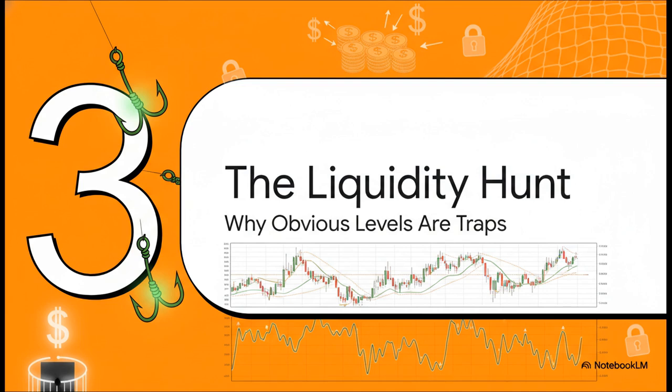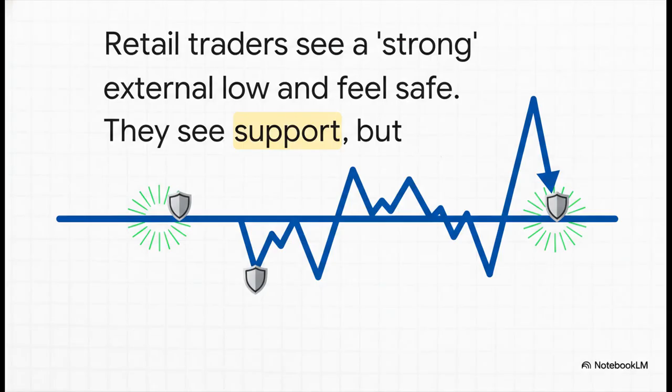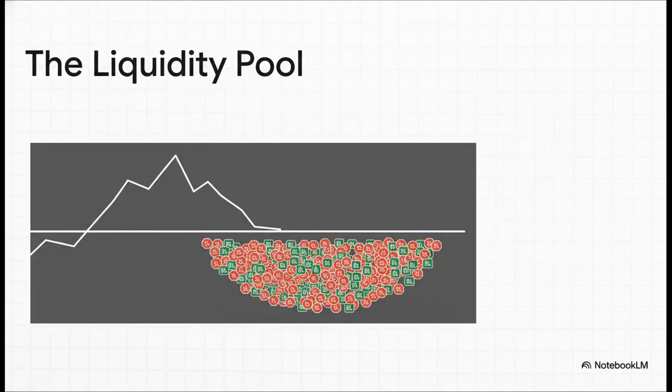Now we have to talk about the psychology of why this is so important. Because those obvious external levels, they are not your friends. They are traps. And the bait they use is called liquidity. Let's just walk through how the trap works. So, a retail trader sees a strong external low. Price has bounced off it 2, maybe 3 times. It feels like a brick wall. It feels safe. It seems like the most logical place in the world to put a buy order or to hide your stop loss. And so what happens?